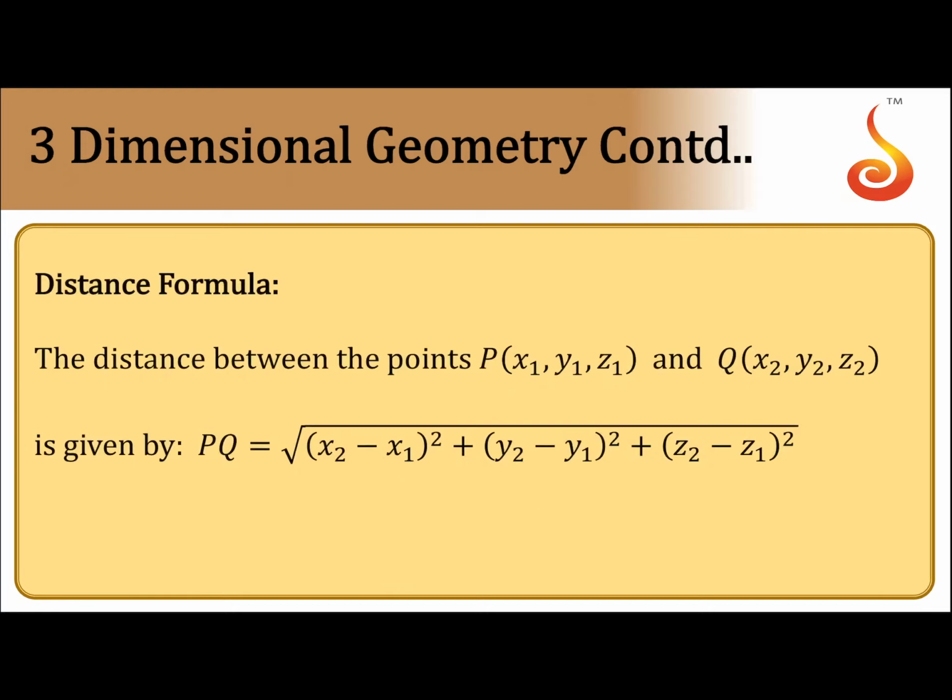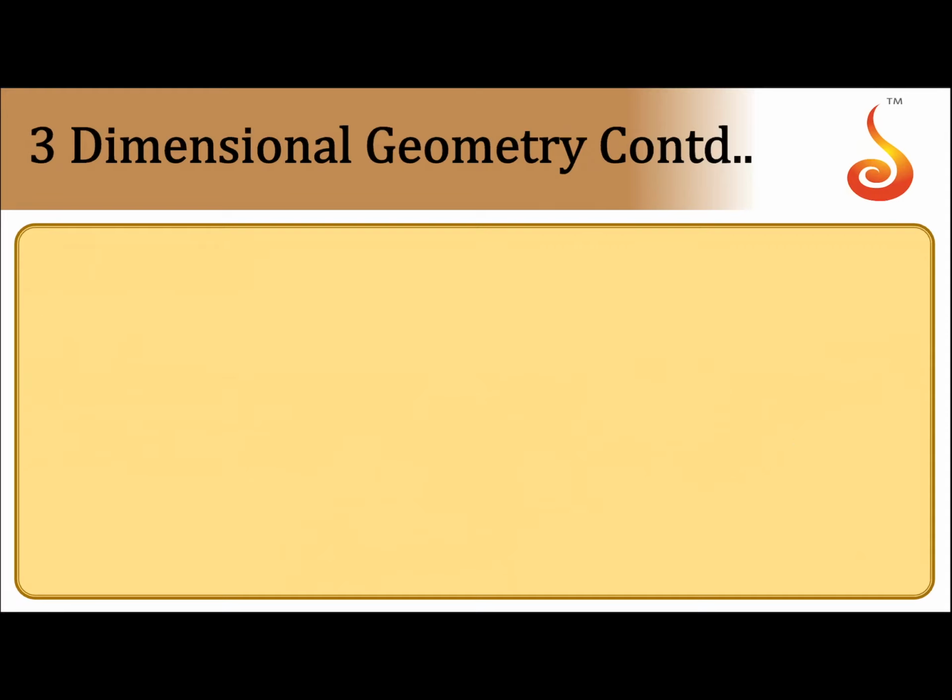Next, 3-dimensional coordinate geometry. The first basic formula is the distance between the 2 points, which is nothing but the square root of sigma (x2 minus x1) whole square, which is the same as (x2 minus x1) whole square plus (y2 minus y1) whole square plus (z2 minus z1) whole square.